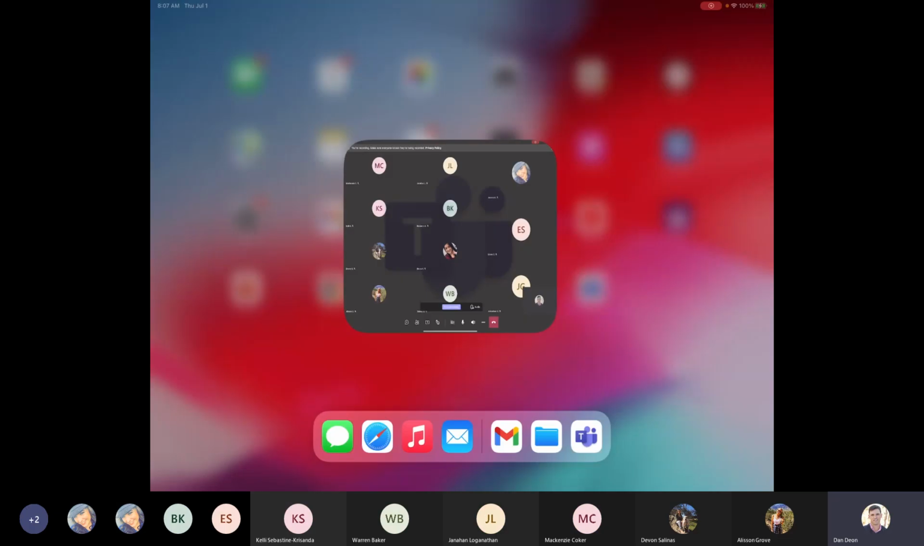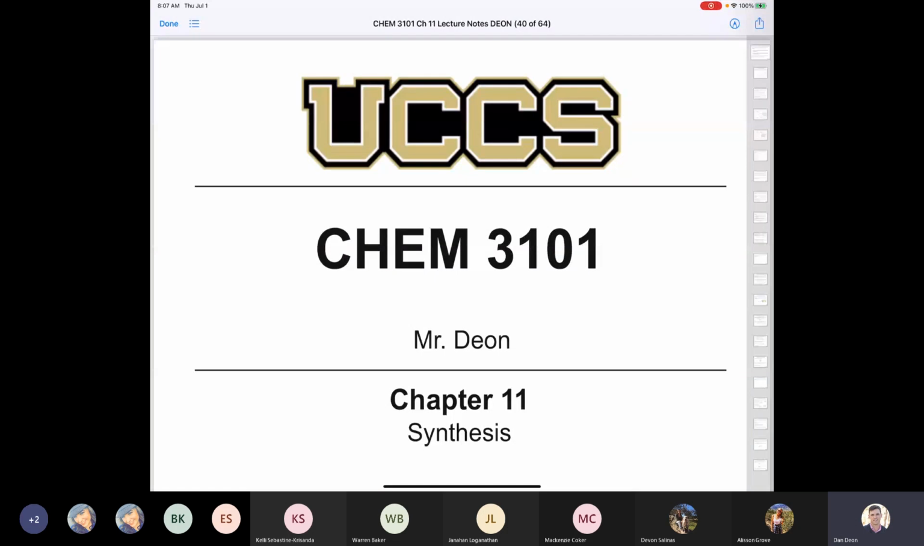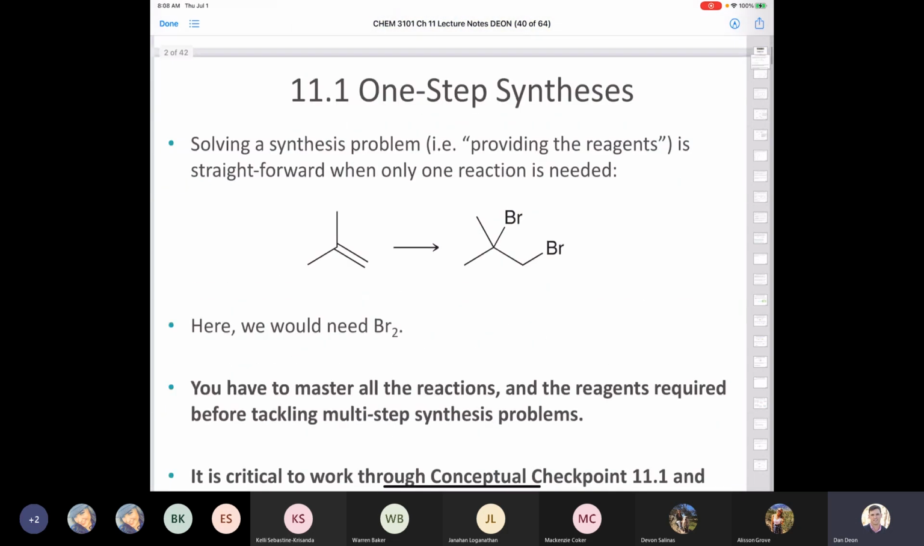All right, Chemistry 3101. We've made it to the last chapter of Organic Chemistry 1, which is the synthesis chapter. And really, this chapter focuses on chapters 7, 8, 9, and 10. Okay, we really just focus on those four chapters. Will the material from other chapters show up? Sure, yeah, to some extent, but not nearly as much as those chapters.